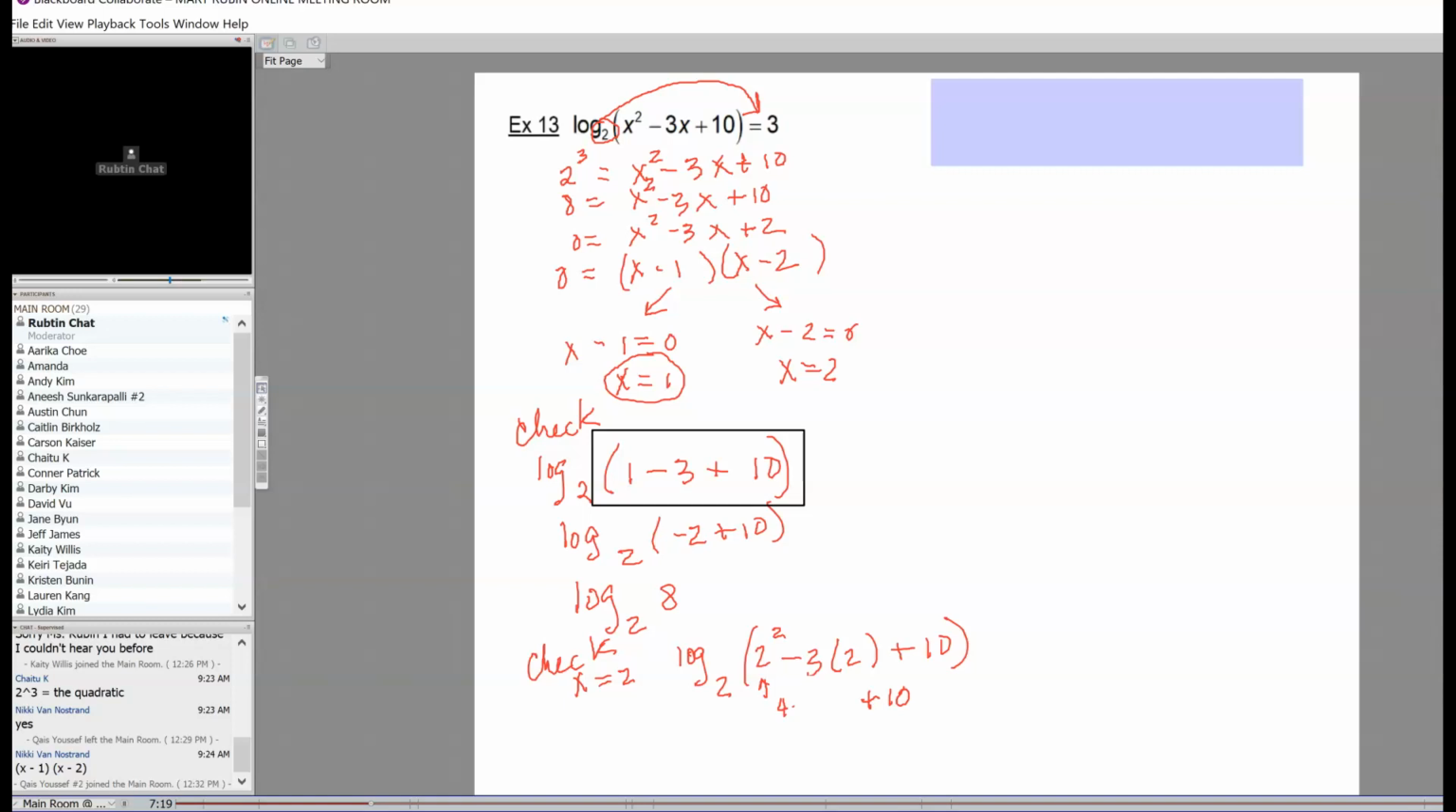Anyway, so you plug that guy in. This is going to be minus 6, sorry for the delay, plus 10. Are we good? Is that going to give me a positive or a negative? That's really what I'm checking for. Is that an okay answer?